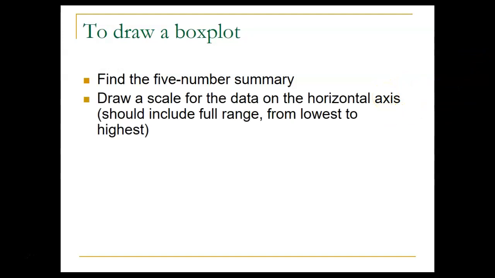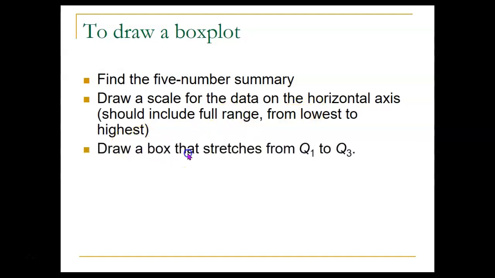Draw a scale for the data on the horizontal axis. So if you're doing this on graph paper, make sure you use a consistent scale where 1 square on the graph paper represents an increase of 1 or 2 or 5 or whatever's convenient, but make sure it's consistent. So there should be the same amount of space on your graph paper between 10 and 20 as there is between 20 and 30, and between 30 and 40, and so on. And you have to make sure there's room to show the whole range from the lowest to the highest of your set of data values.